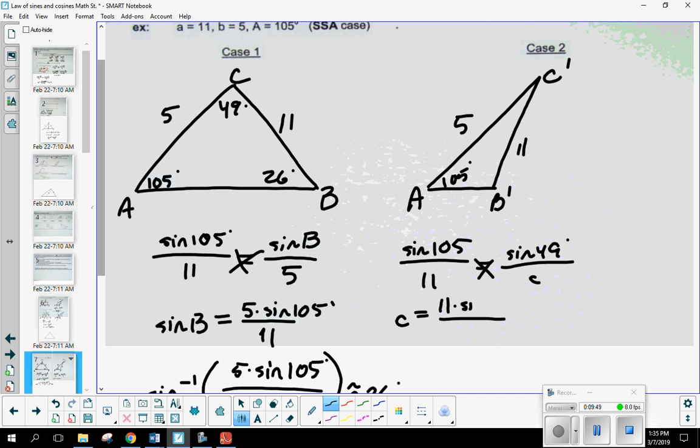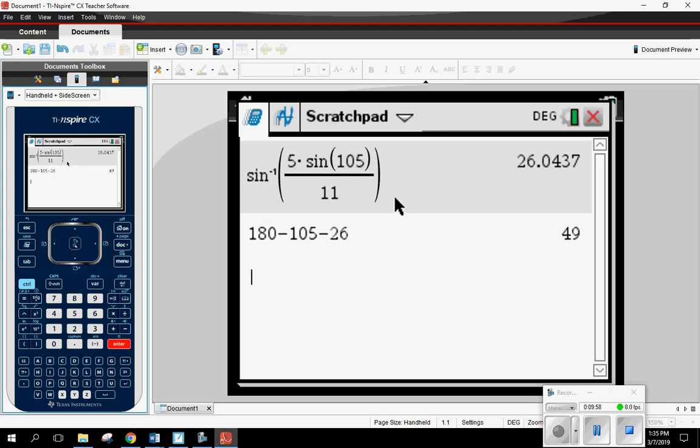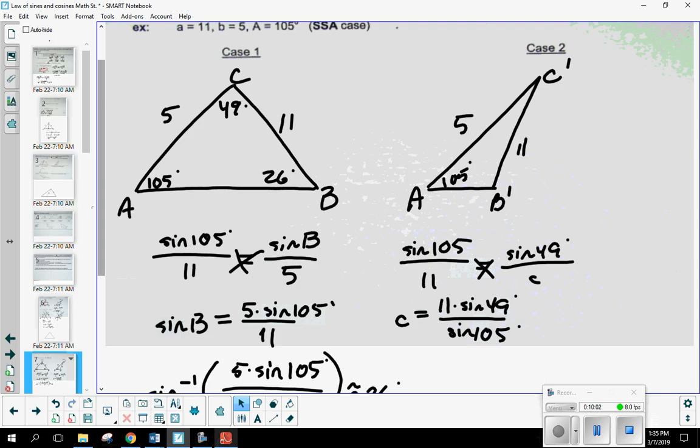Okay, so 11 sine of 49, divide that by sine of 105. Okay. So let's see what we got here. We don't have to take the inverse. We're not looking for an angle. And I totally forgot those values.